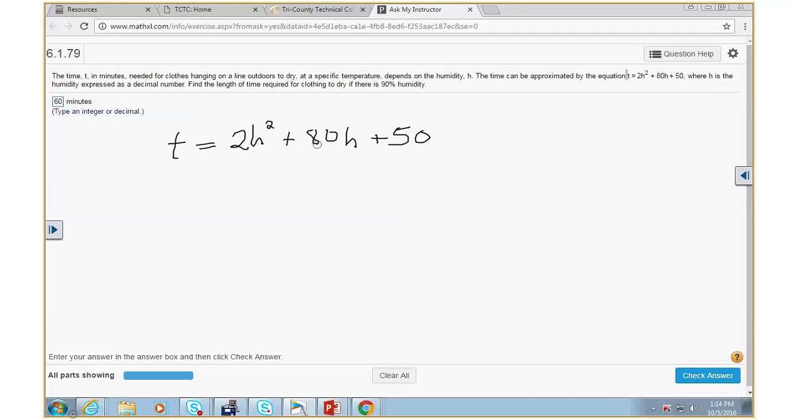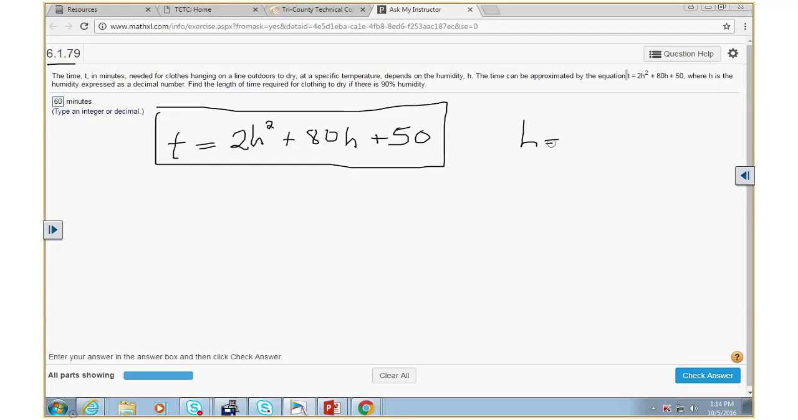I heard, plug numbers in. But what have we just studied? A formula. This is 6.1, but this is actually 6.3 material. Plug and what? Like you said, plug and chug. So we got 0.9. H is equal to 0.90. Which means very high humidity, Myrtle Beach humidity. Okay?